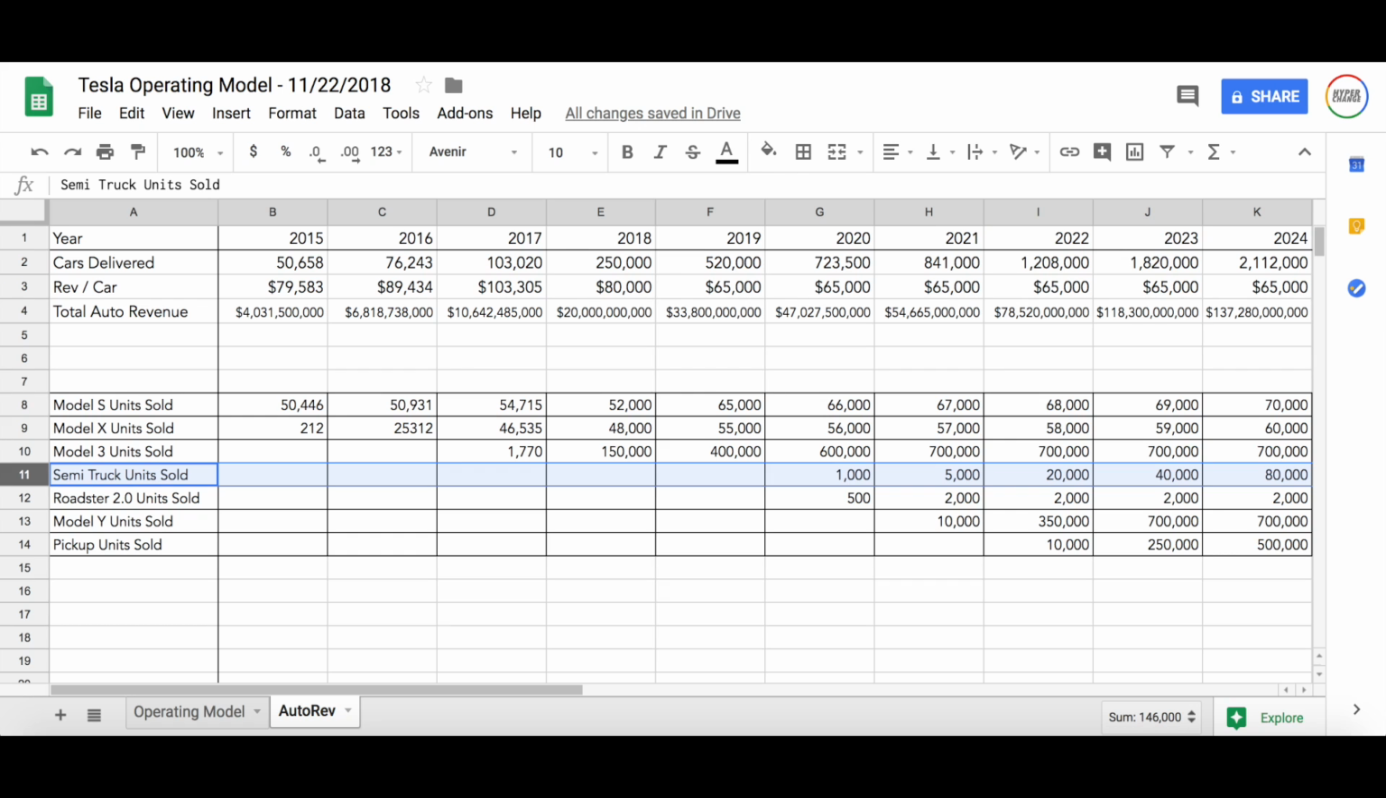Back to the semi-truck. In my previous model, I had them scaling to about 100,000 units by 2024, but remember I started deliveries in 2019, so I pushed it back a year, and I've actually scaled it up a little bit faster to account for that S curve that we talked about, and this new revelation of just how quickly Tesla will be able to scale its manufacturing going forward.